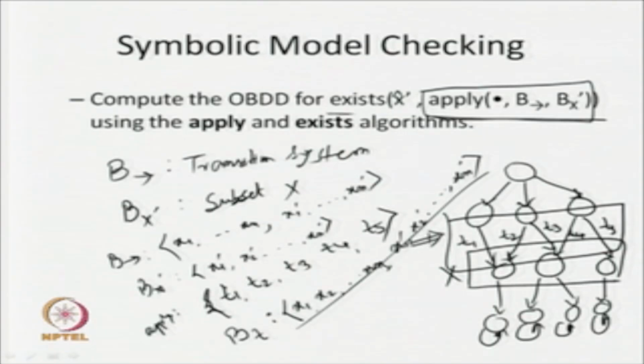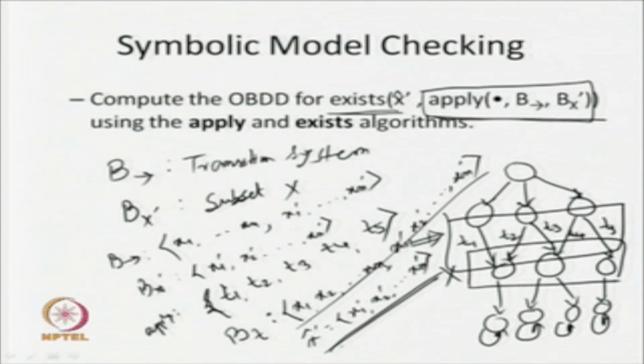Now, whatever BDD we are getting, we are using the exist algorithm, and we are computing B exist x prime hat. That means we are taking this vector x prime hat, x1 prime, x2 prime, like that to xn prime. So, whatever resultant BDD we are getting, we are making it independent of the prime version of the variables. You just see what we are doing.